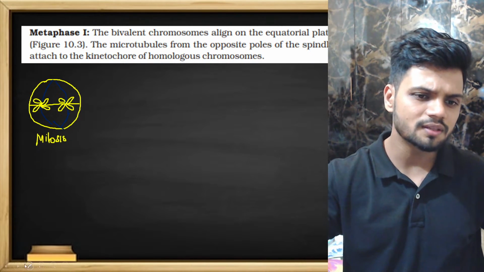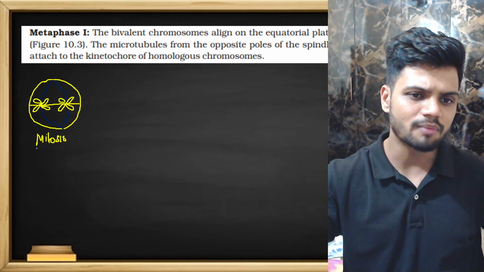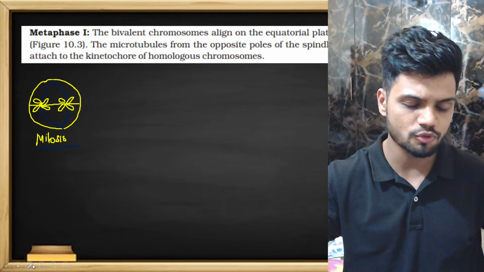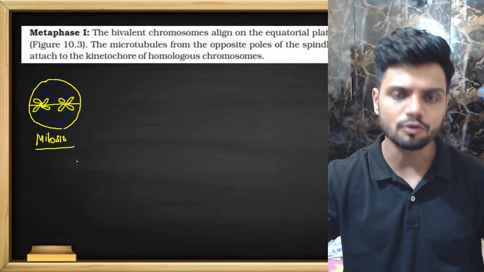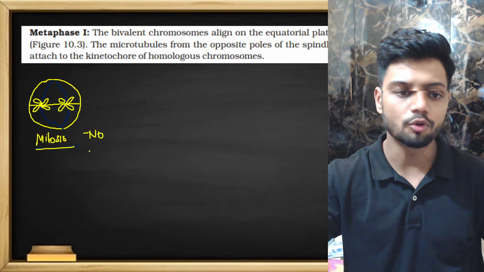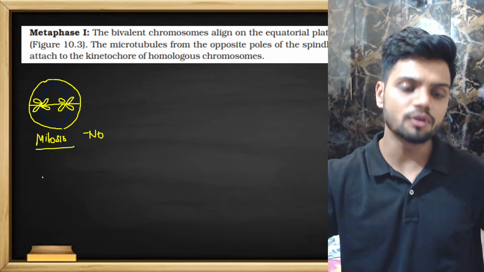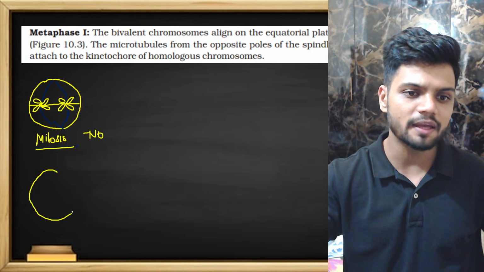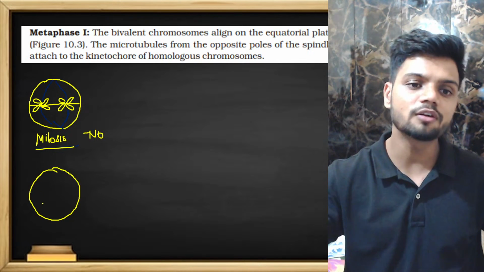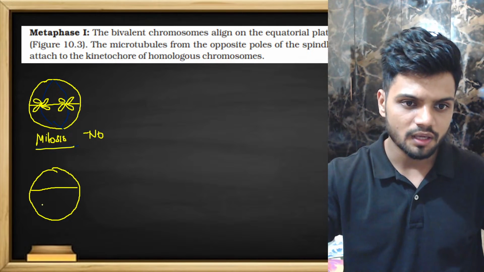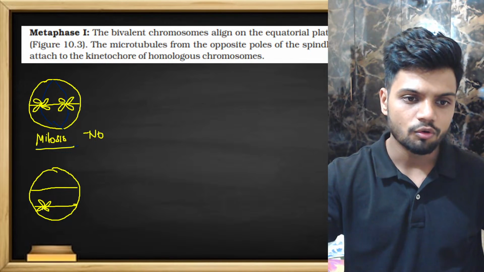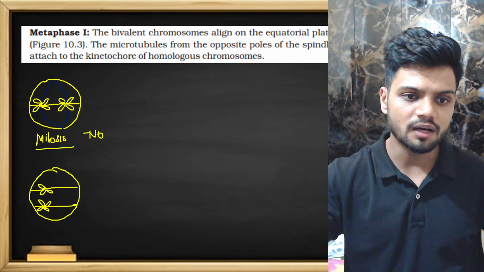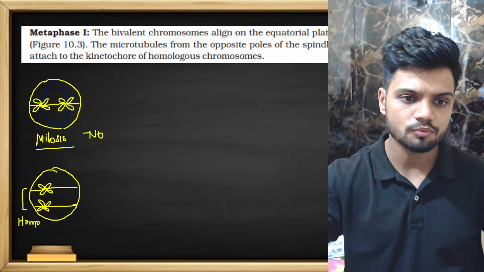Now, students, in the case of mitosis, did we have pairing of chromosomes? Tell me yes or no quickly in the chat. No. No pairing of chromosomes. But in the case of meiosis, there is pairing of chromosomes. So in the case of meiosis, here we have one chromosome. Here we have the other chromosome. Together they are the homologous chromosome.